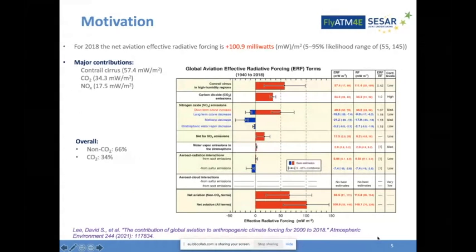Here is the figure that quantifies the effective radiative forcing of each agent. The red one shows the warming potential, and the blue one refers to the cooling. By looking at the last row, we can conclude that the non-CO2 effects are responsible for 66% of net aviation radiative forcing, and the rest is referred to the CO2.